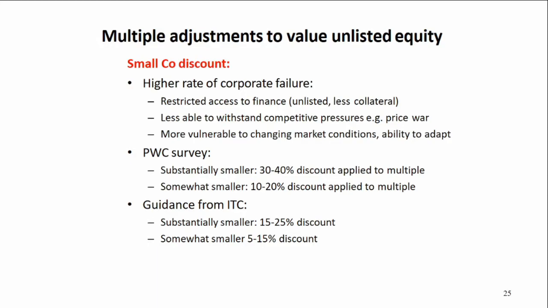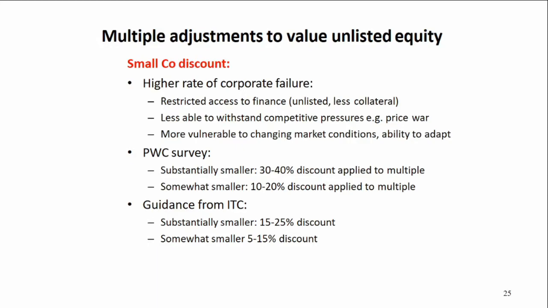The rate of corporate failure is often higher in smaller companies because they have less access to finance, because they are unlisted or they have less collateral or property to offer as security. Smaller companies are less able to withstand competitive pressure. For example, if there is a price war and other companies drop their prices, they may not be able to compete and still make a profit. Smaller companies are also more vulnerable to changing market conditions as they have less ability to adapt.